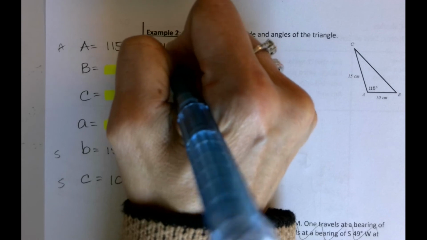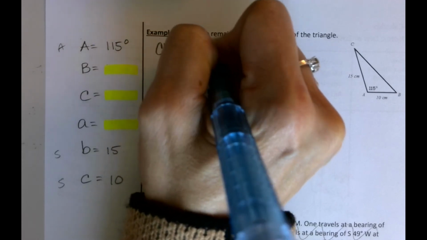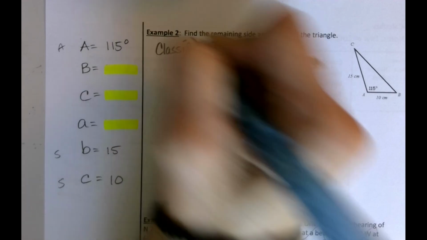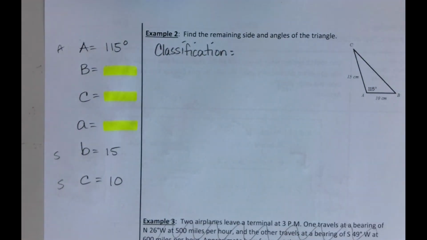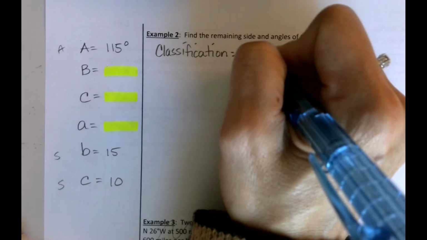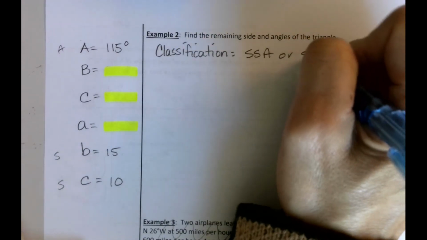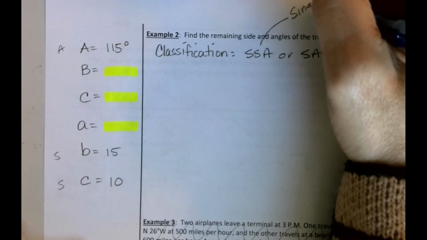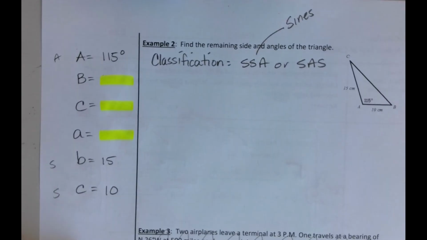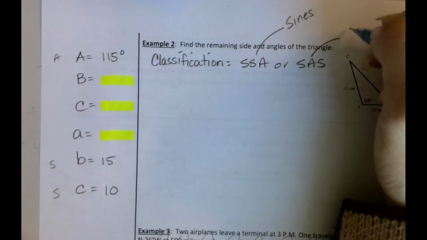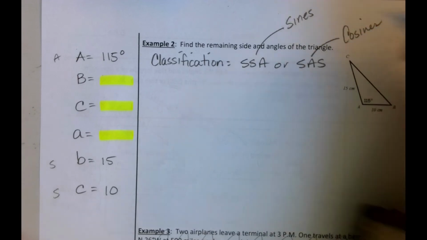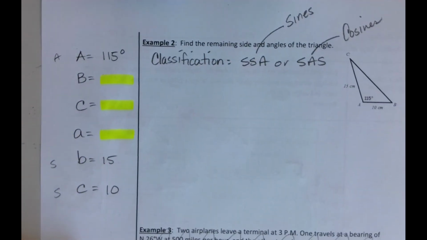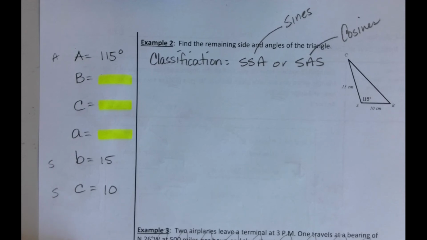So when it comes to classification, you have had 2 classifications that involve the SSA combination. You either have SSA or you have SAS. The SSA is the law of sines problem where it's the ambiguous scenario, and the SAS is today's law of cosines scenario. Okay, so look out for situations like that when you get problems where I'm not telling you which law to use. You have to look at your picture to determine which one it is going to be.